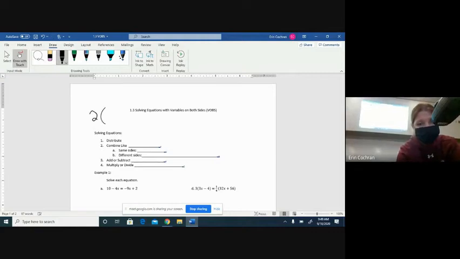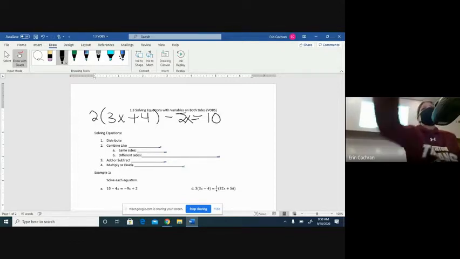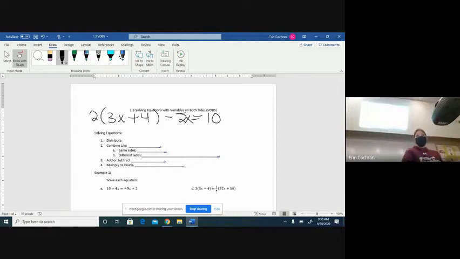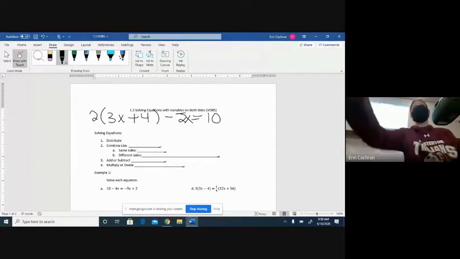2 times the quantity of 3x plus 4 minus 2x equals 10. Okay. So 2 times the quantity of 3x plus 4 minus 2x equals 10. So everyone go ahead and do that problem for me.